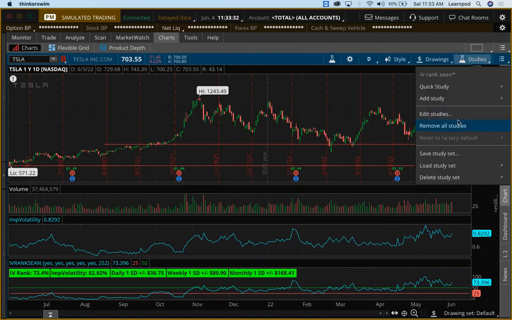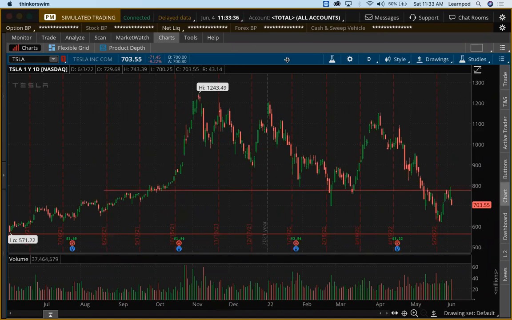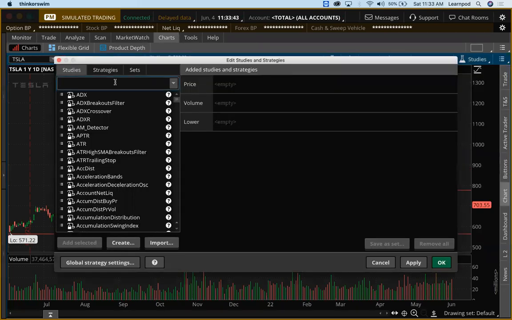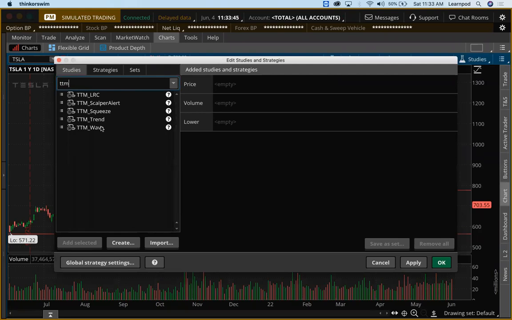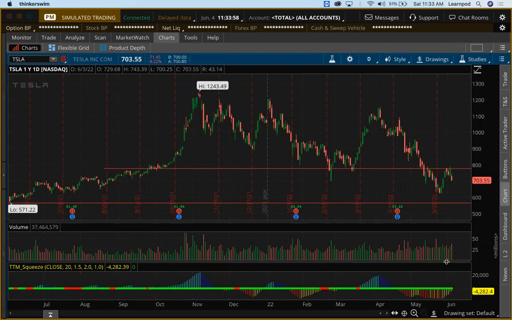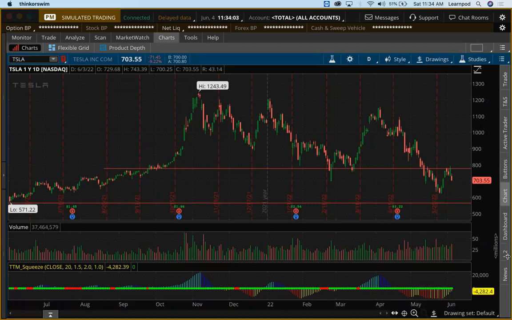I'm going to remove all studies for now. And how you include it is very simple. You can go on studies, click on edit studies, and what we're going to look out for is this thing called TTM squeeze. So we're going to pull out the TTM squeeze. Again, studies, edit studies, click on TTM squeeze, add, apply. All right. So at the bottom, you will see this thing called your TTM squeeze.